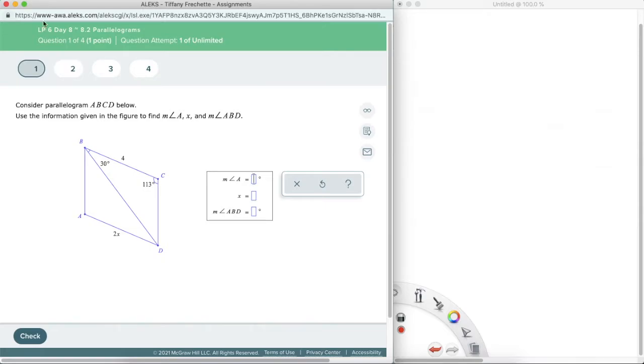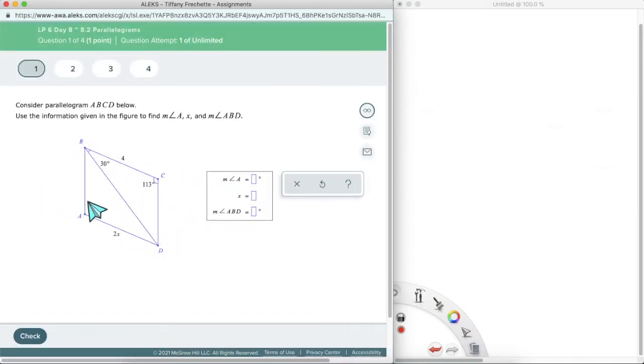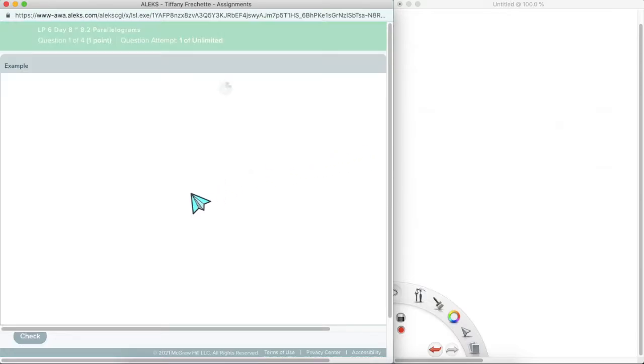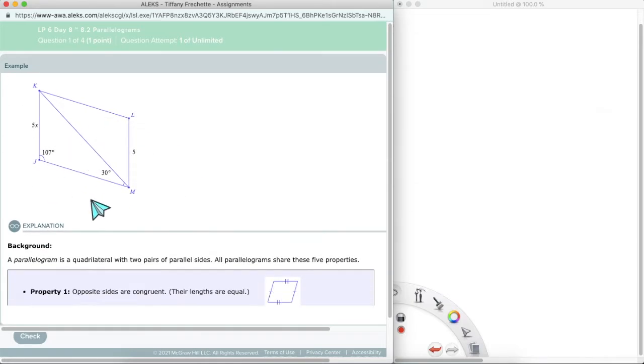On the side here, we always have explanation, example, and message center. So explanation tells you you're going to lose your question attempt because it's literally going to explain this question to us and give us the answers. So it's not going to give you the answers and let you come type them in. Example will do something very similar to explanation, except it's going to give us a little bit more of a general example. So something very similar to what we're looking at, but not exactly the same problem.